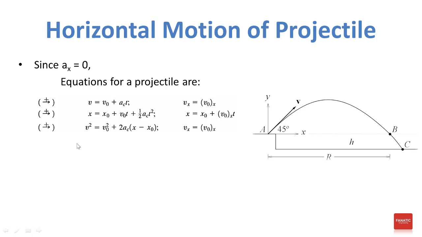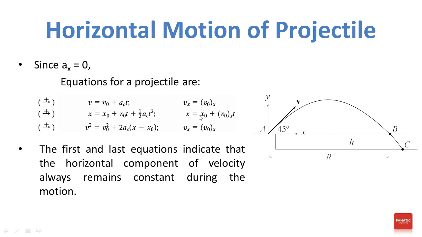For the third equation, we also put acceleration 0, so we get vx squared is equal to v naught x squared. As you can see, the first equation and the third equation are the same, and it tells us that velocity will be the same throughout the x component. From this horizontal component, we will use this equation for further problem solving. The first and last equations indicate that the horizontal component of velocity always remains constant during the motion.